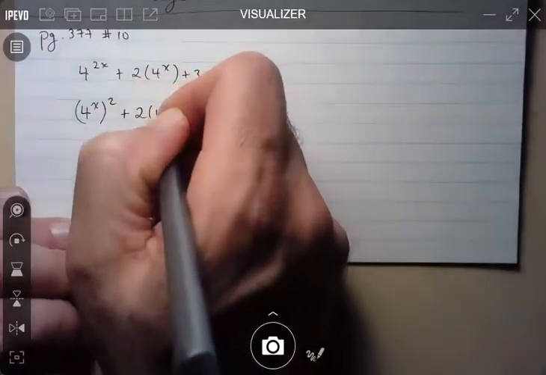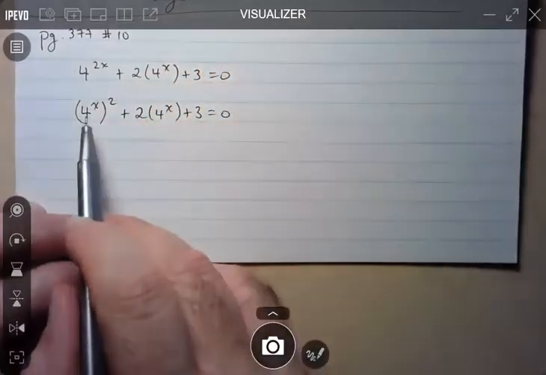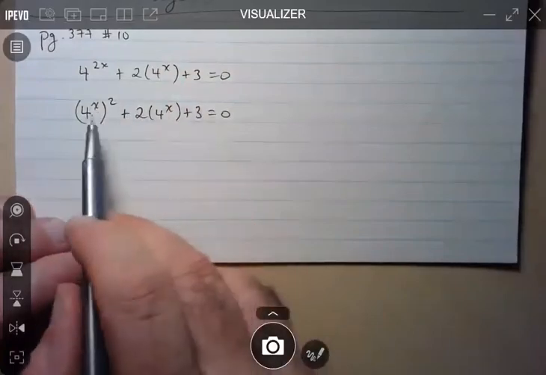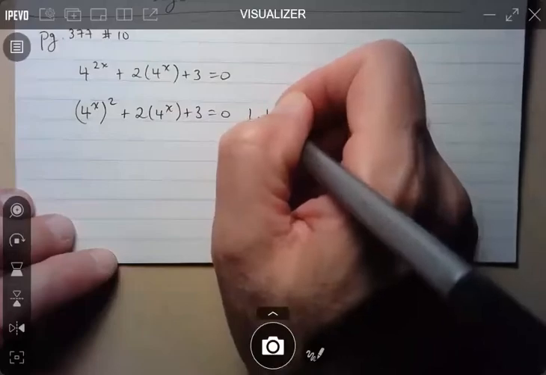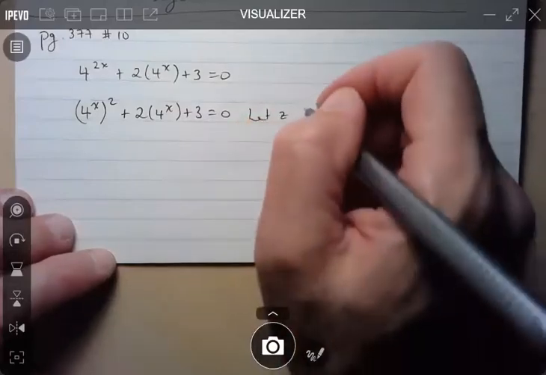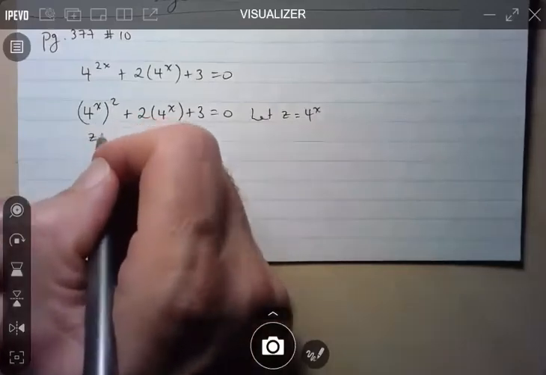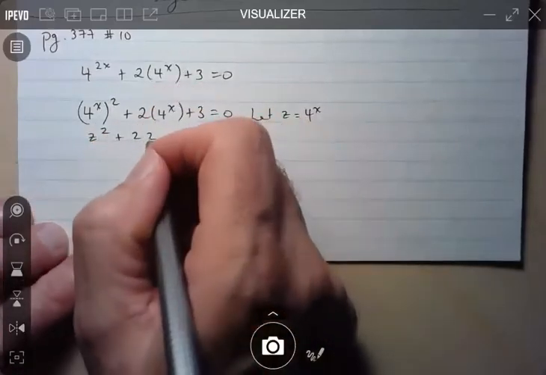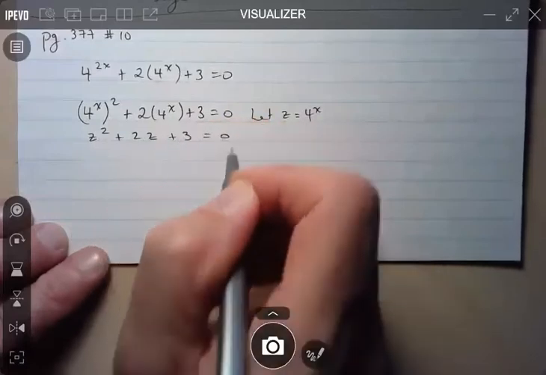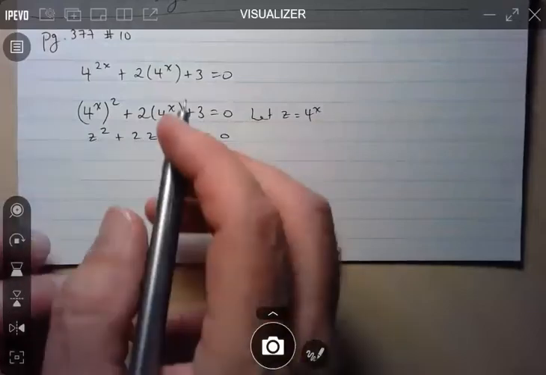And so at this point you hopefully recognize this as looking a lot like a quadratic. Like we did before, if you want to show that more explicitly, you can replace 4 to the x by some other variable, and then all of a sudden you realize this is essentially a quadratic type equation. So here I will attempt to factor this correctly.